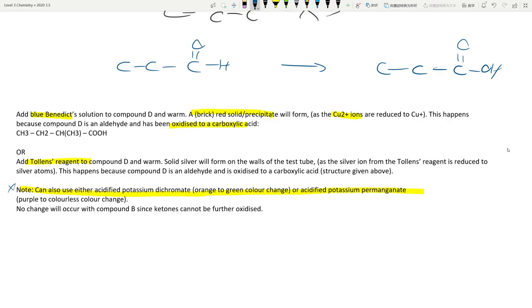Just whenever you see aldehyde, Tollens reagent, silver mirror test, and hopefully you've done the practical. I know with all the lockdowns we had this year, but Tollens reagent is one of the really memorable ones. You can look it up on YouTube, just type in silver mirror test. You can see some really fascinating silver mirror experiments.